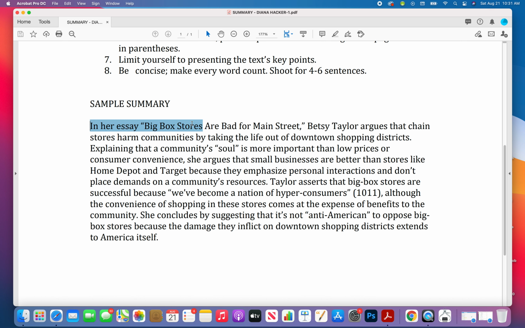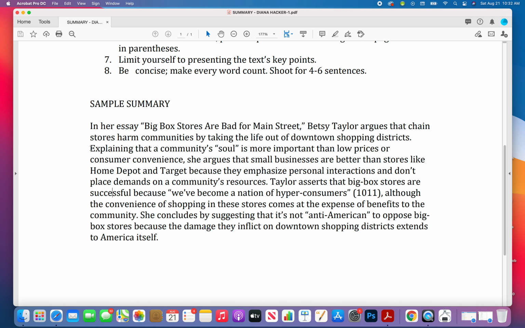In her essay, "Big Box Stores Are Bad for Main Street," Betsy Taylor argues that chain stores harm communities by taking the life out of downtown shopping districts. Okay, so that's the first sentence. We've got the title, so that's what you want in quotation marks. We've got the author here, and then this is a summary of her main argument in the author's own words. So that's basically what you're going to do.